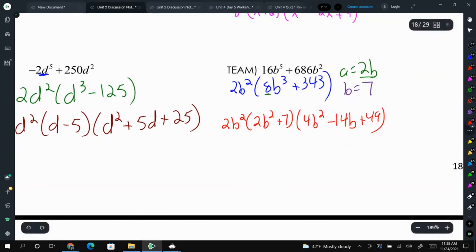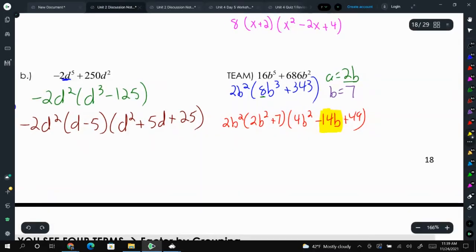So then you might be wondering, how did I get this negative 14b? Well, remember, in the middle, that middle term is a times b. Well, a is 2b, and b is 7. So 2 times 7 is 14. So that's how we get 14b. So I hope that those were not too bad once you're able to figure things out.